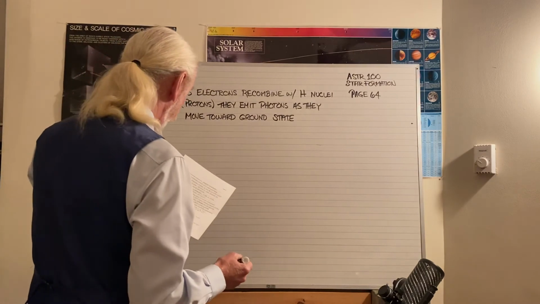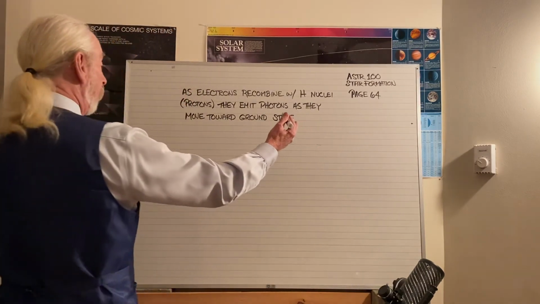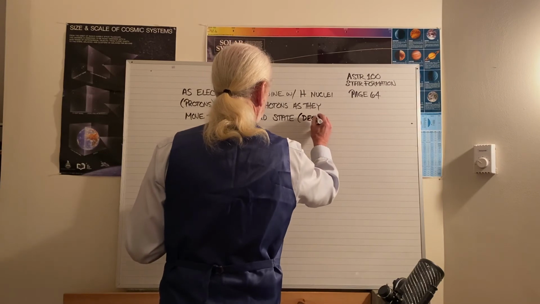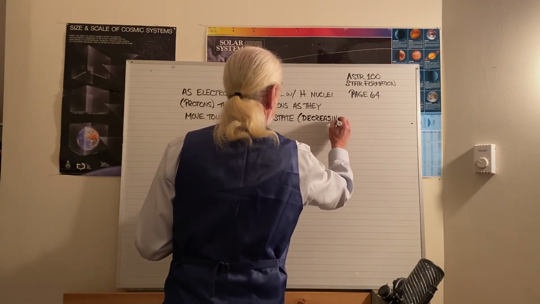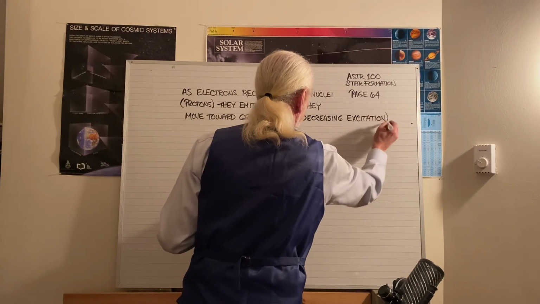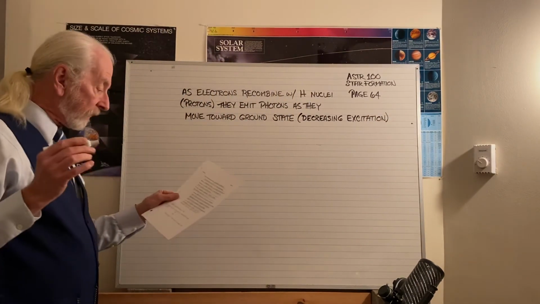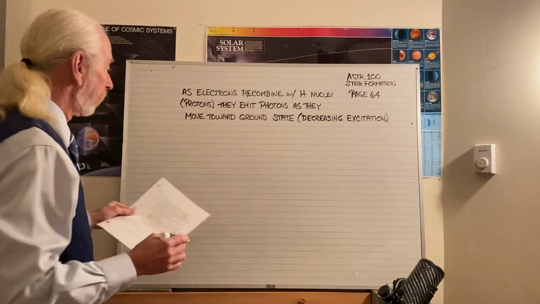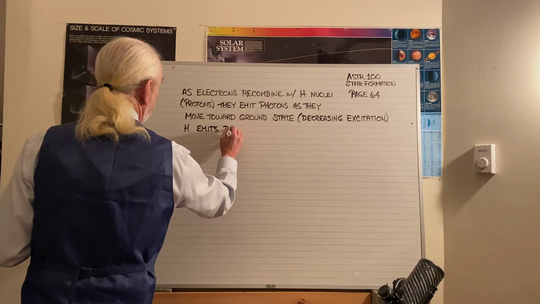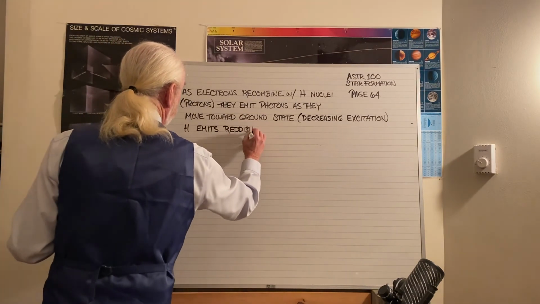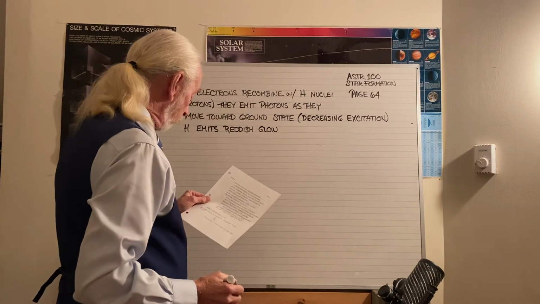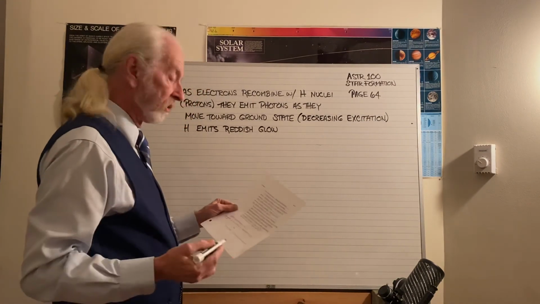Now, and so they'll emit photons as they move toward ground state. This would be called decreasing excitation. As that happens, hydrogen emits a reddish glow, which is typical of a newborn star cluster.